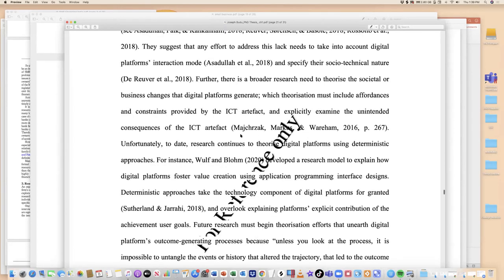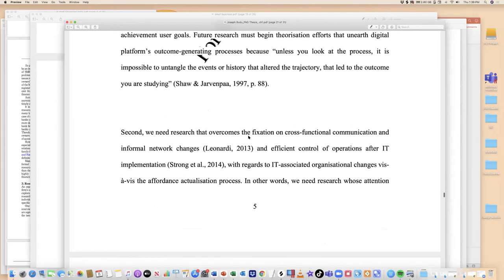Then go to the second, we need research that overcomes the fixation on cross-functional communication and information networks and efficient control of operations after IT implementation. Okay, so then he talks about other types of gaps here.